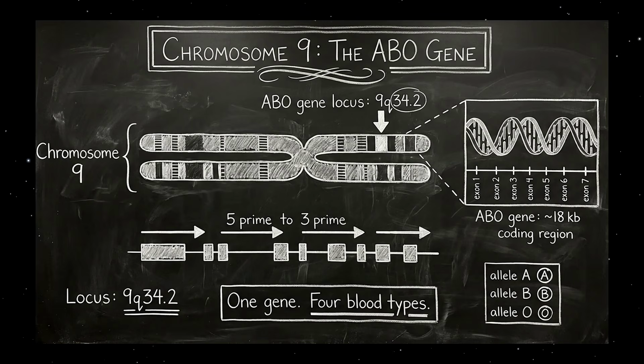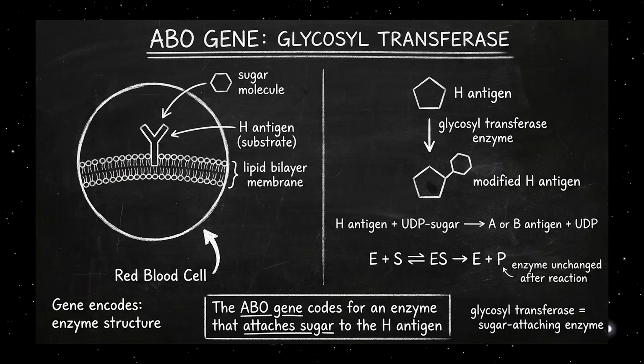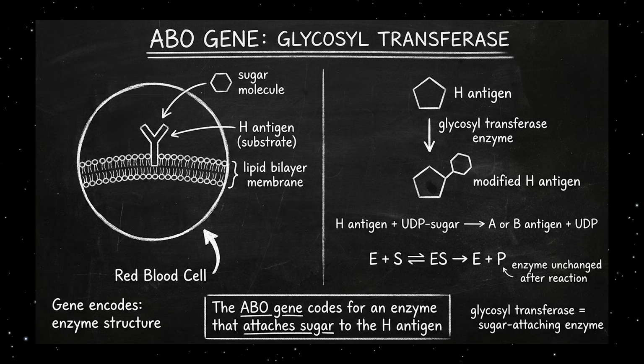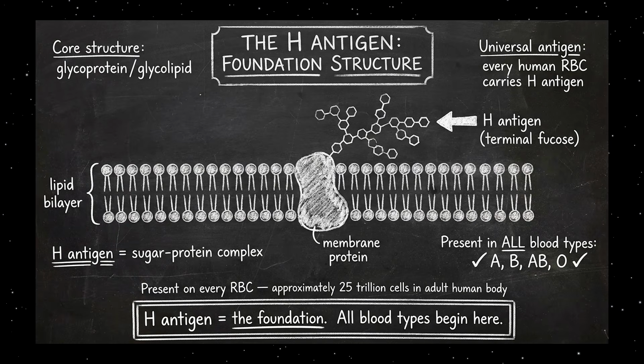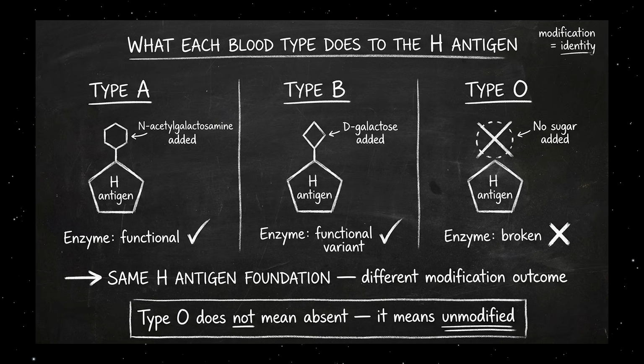Chromosome 9. The ABO gene. The gene codes for a glycosyltransferase, an enzyme that attaches sugar molecules to a structure called the H antigen, sitting on the red blood cell membrane. The H antigen is a sugar protein complex embedded in the lipid bilayer of every red blood cell in every blood type. It is the foundation structure. Type A adds one sugar to it, type B adds a different sugar. Type O leaves it alone, because the enzyme that would add the sugar is broken.